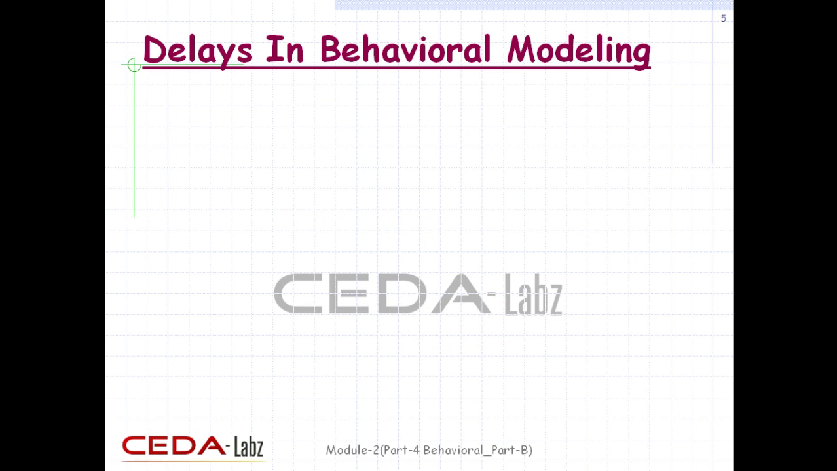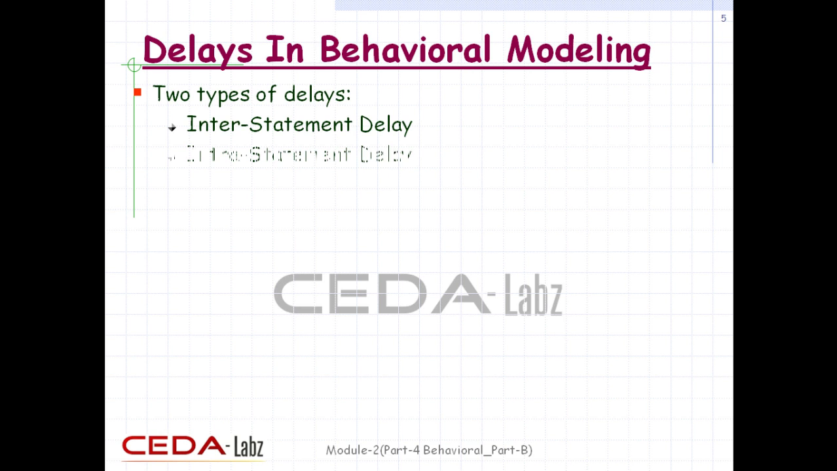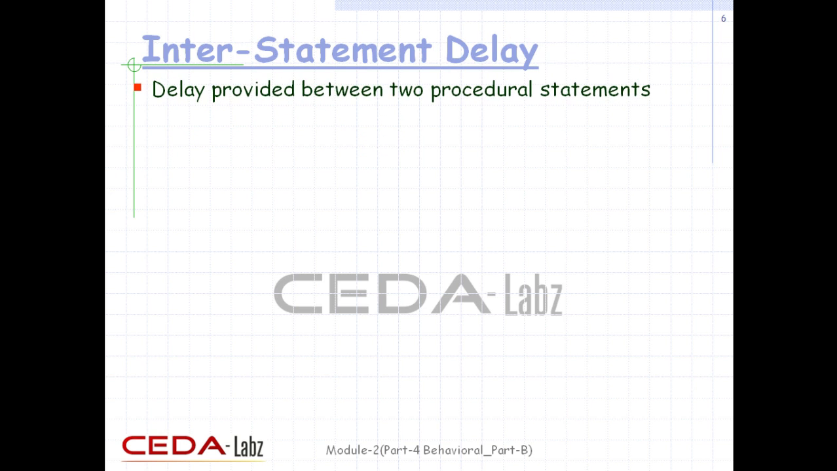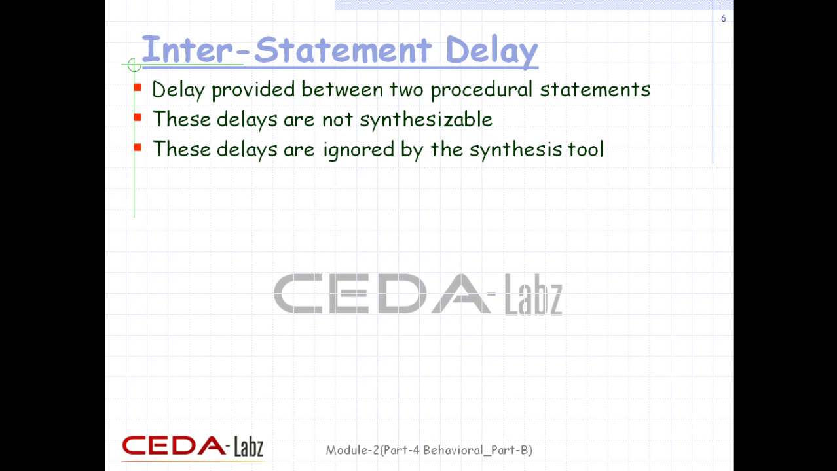There are two types of delay in behavioral modeling: inter-statement delay and intra-statement delay. Inter-statement delay is the delay by which a procedural statement's execution is delayed. This delay is provided between the procedural statements. These delays are not synthesizable and are ignored by the synthesis tool.